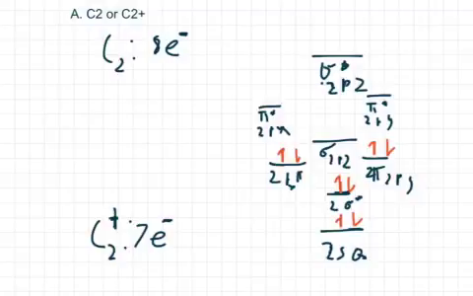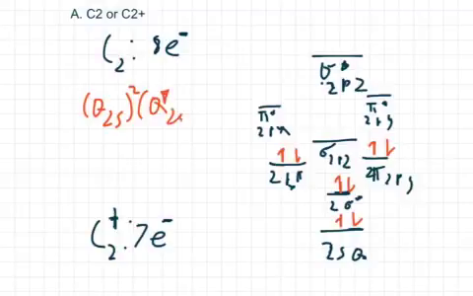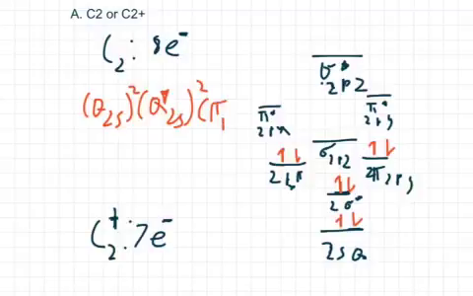Now we can write the valence electron configuration. In this case, all we need to do is write down which orbitals they fill. So in this case, it would be sigma 2s squared, because of this over there, sigma star 2s squared, the antibonding orbital, pi 2px squared, and pi 2py squared.